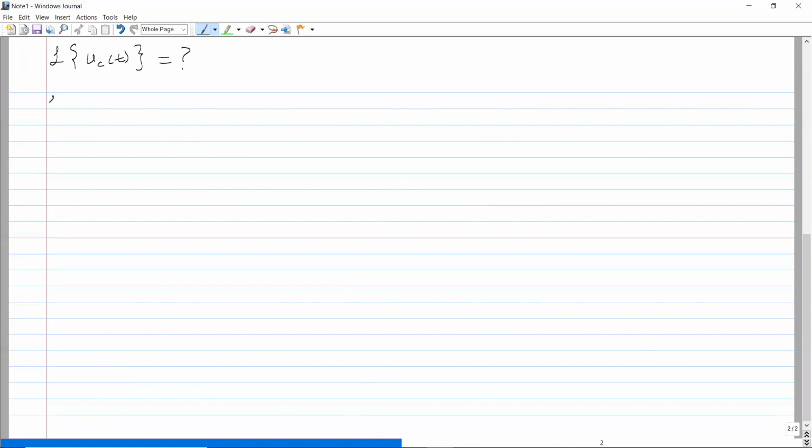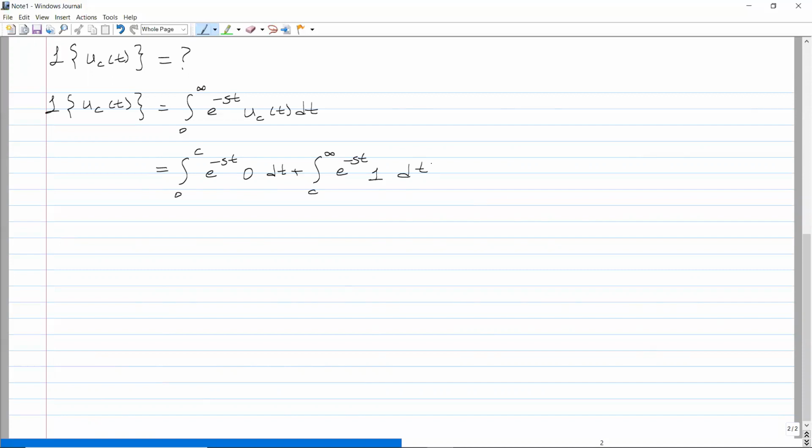Okay, so we are going to use the definition. It is the integral from 0 to infinity of e to the minus st times the function. But the unit step function is 0 up to c. So if we divide this integral into 2, if we take from 0 to c first, then the unit step function is going to be 0. And then from c to infinity, the unit step function is going to be 1.